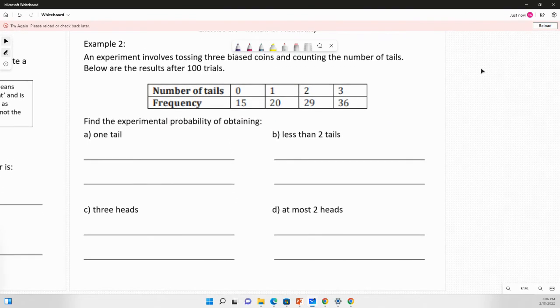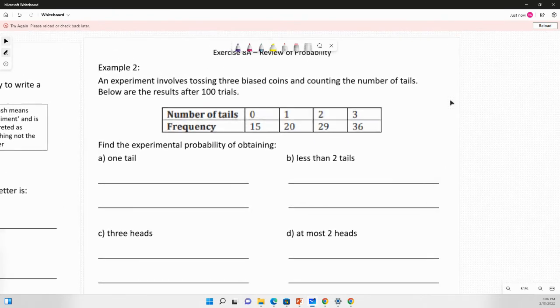So this example here is about an experiment. This links into our third learning intention about experimental probability. What they did is they got 3 coins, flipped all 3 coins at once and counted the number of tails. And this is the results after they did that 100 times.